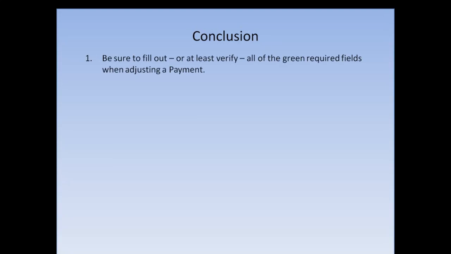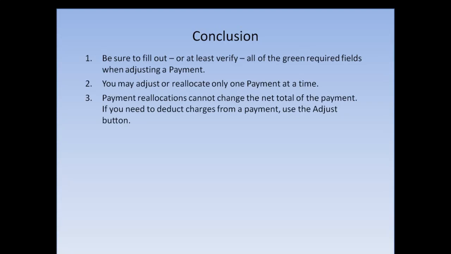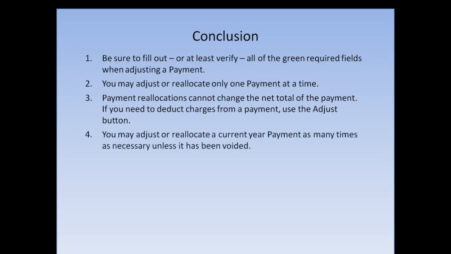The key points you will want to remember for using the payment utility are: 1. Be sure to fill out or at least verify all of the green required fields when adjusting a payment. 2. You may adjust or reallocate only one payment at a time. 3. Payment reallocations cannot change the net total of the payment. If you need to deduct charges from a payment, use the Adjust button. 4. You may adjust or reallocate a current year payment as many times as necessary unless it has been voided.